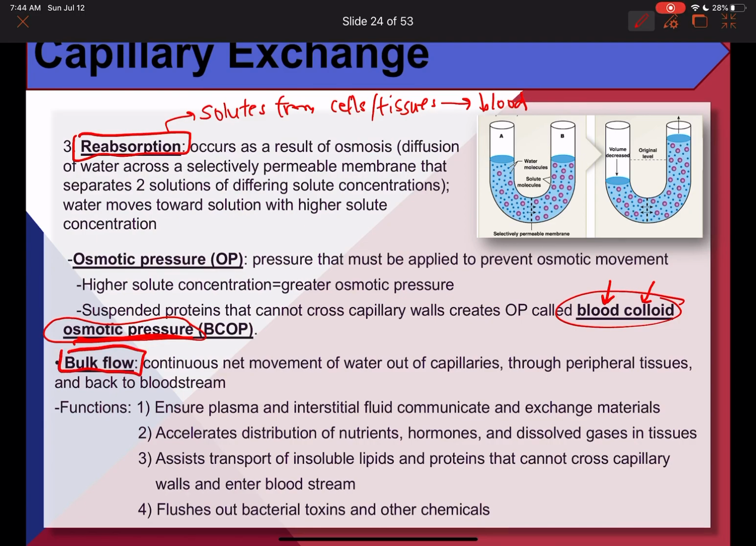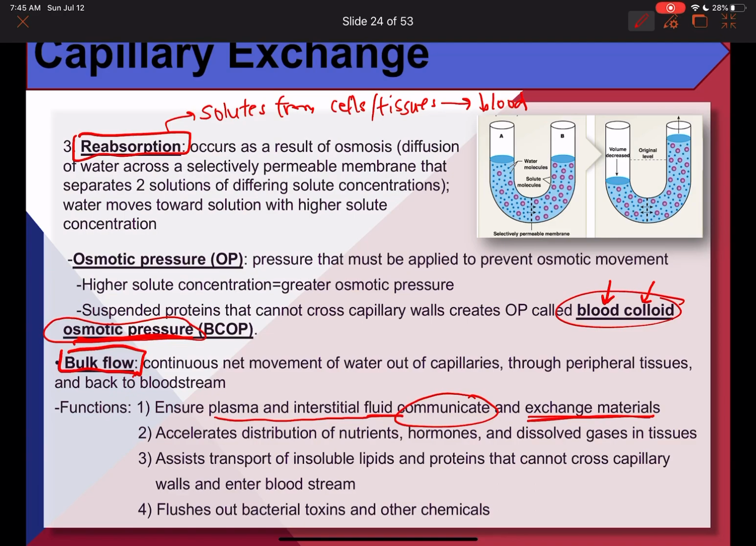There are four main functions that bulk flow allows for. First of all, they ensure plasma and interstitial fluid will communicate and be able to exchange materials. If no bulk flow occurs, no filtration, no reabsorption, capillaries are pretty much useless, because that's the whole purpose of capillaries, is to allow things to move out and allow unnecessary things to go from the tissues back into the blood to travel elsewhere.